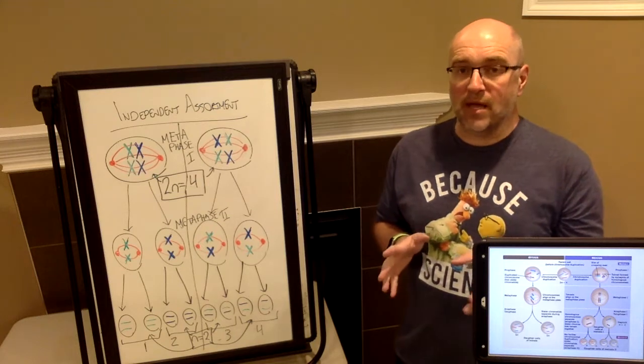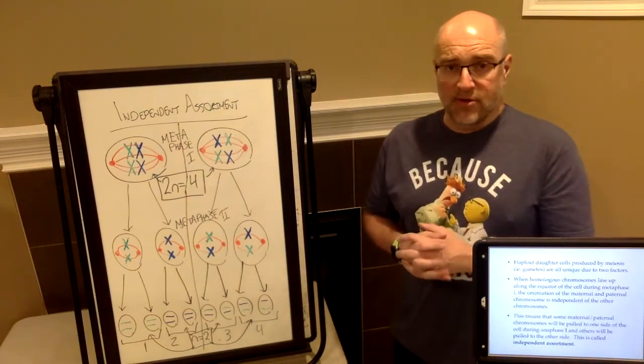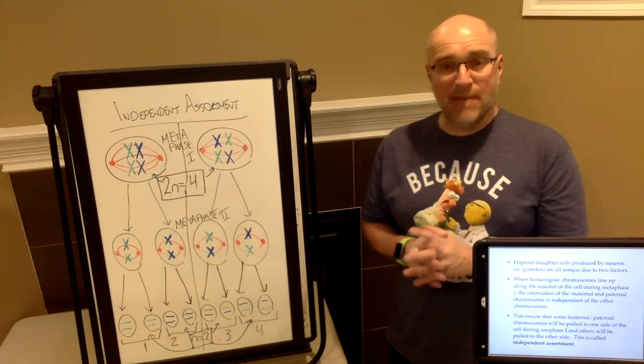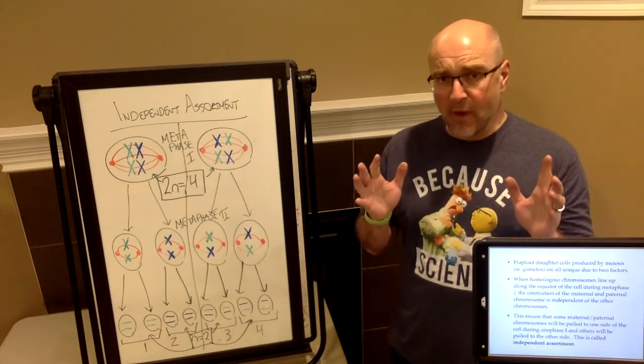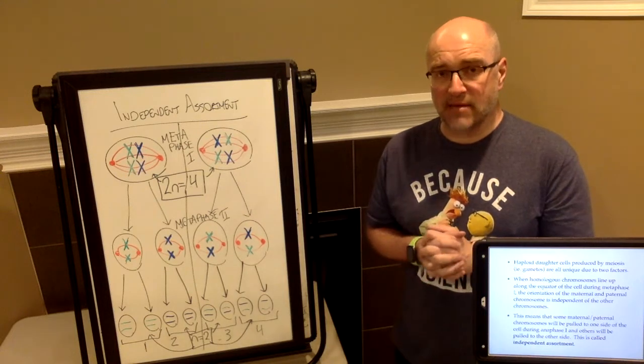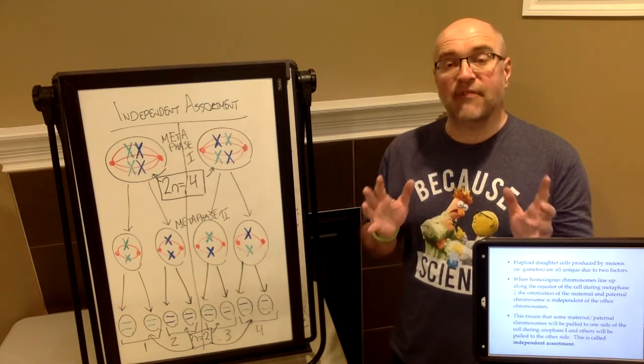So there are two ways that this is done in meiosis. The first method is known as independent assortment. And independent assortment, you can look at it basically like flipping a coin. When independent assortment kicks in is pretty much at metaphase 1.